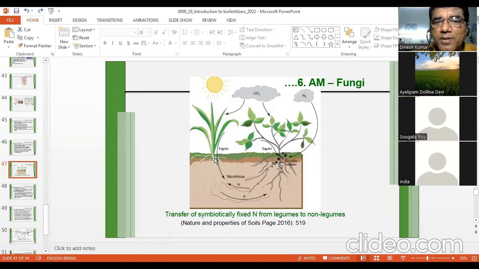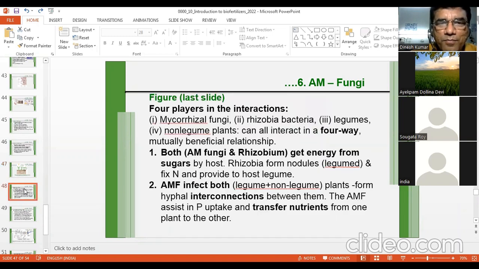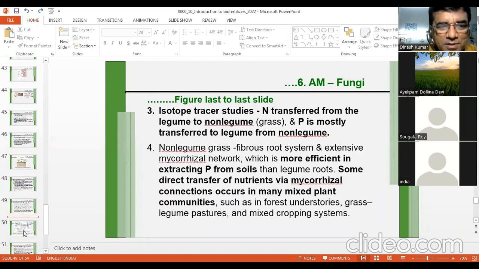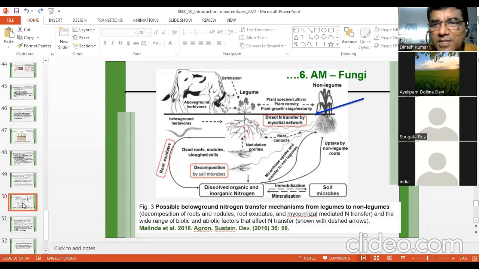Suppose this plant has more sugar. It can give sugar to the other and take nutrients from it. So this is how this friendship goes. Not obligatory, but they are helping each other. In the last figure, you can read what is happening. What I told you is written in these two pages, but please read it. It is very important how the exchange is happening.